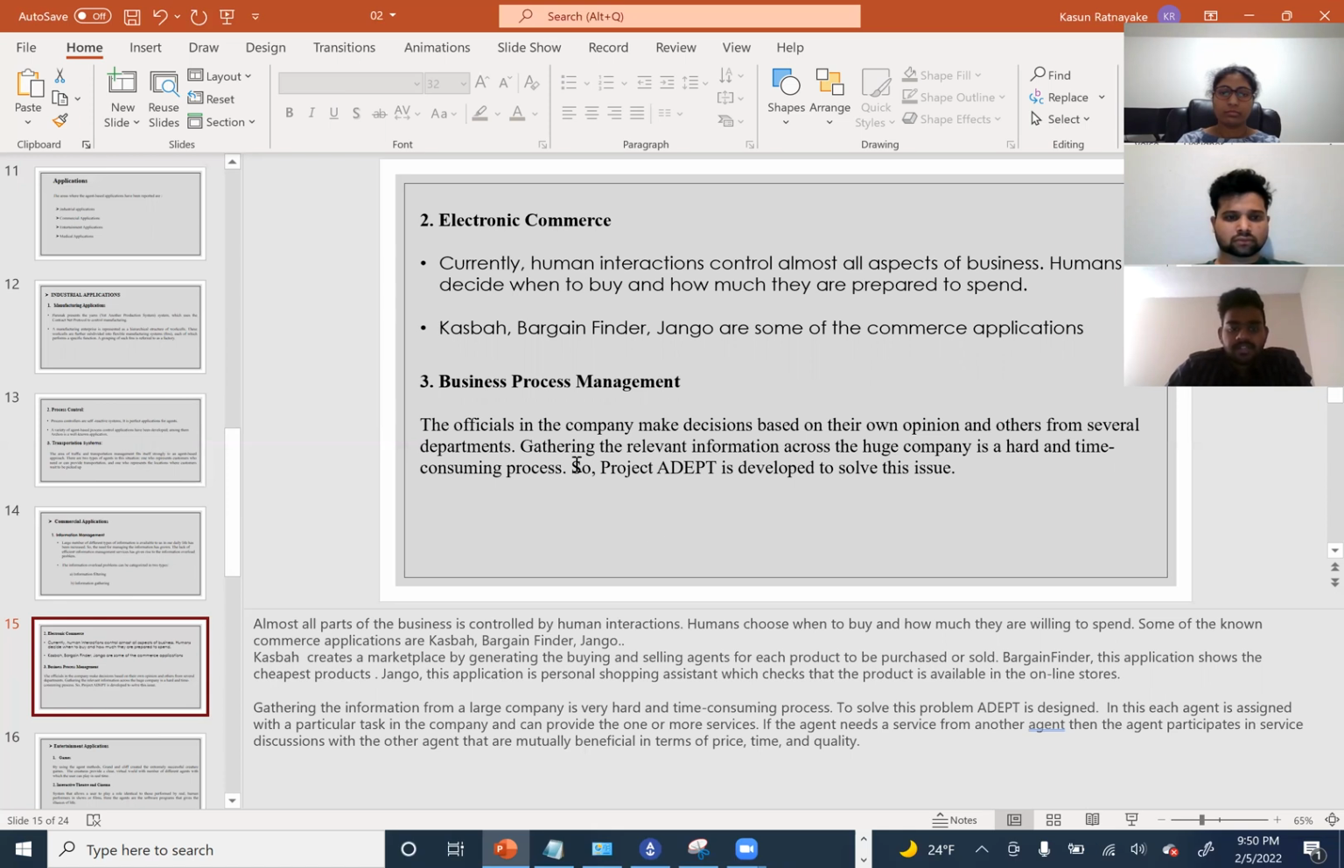And in the business process management application, gathering information from a large company is a very hard and time consuming process. To solve this problem, ADEPT is designed. In this, each agent is assigned a particular task in the company and provides one or more services. If an agent needs a service from another agent, then the agent participates in a service discussion with the other agent, and they are mutually beneficial in terms of price, time, and quality.